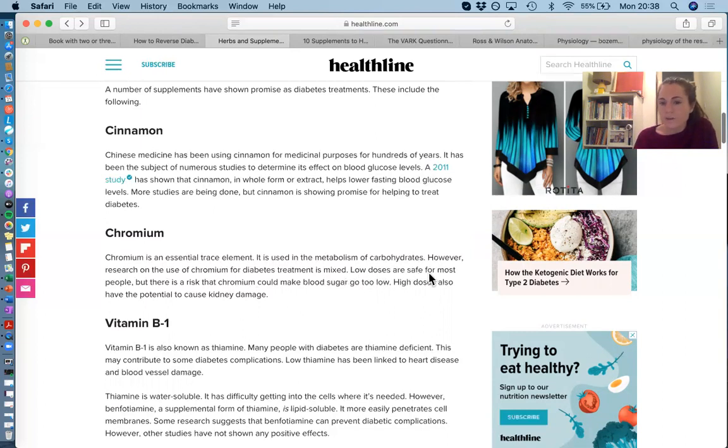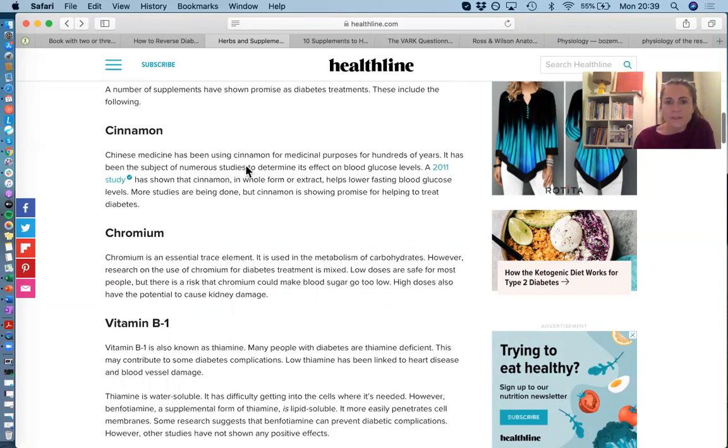Low doses are safe for most people, but there is a risk that chromium could make blood sugar go too low. Again, that also needs a citation. He's making a potential claim, and therefore it needs to be cited. High doses also have the potential to cause kidney damage, so this sentence needs a citation too. So in terms of the quality of the referencing, so far this is quite low.